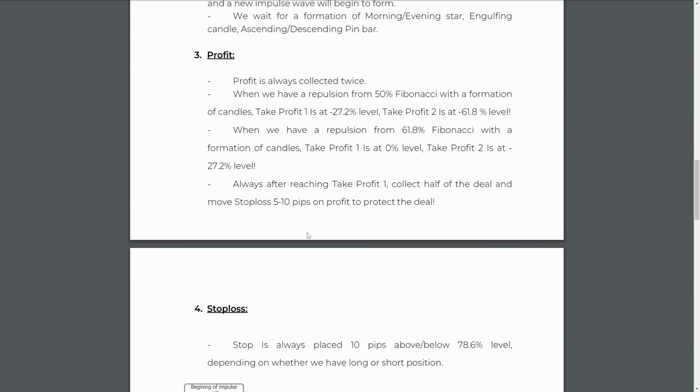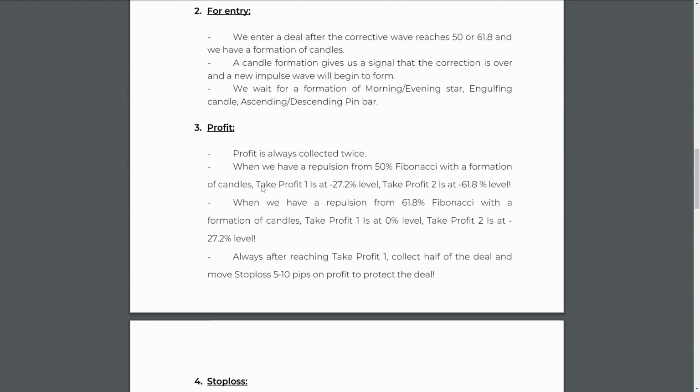Now, we will also talk about the take profit. You simply wait for a candle formation to confirm the initiation of a new move. The candlestick formation signals to us that the correction is over and a new impulse wave will begin to form. Remember, all these things, print them out, look at them before you enter deals because they are extremely important.